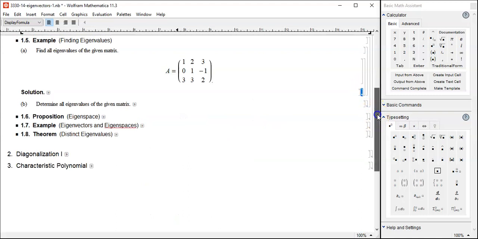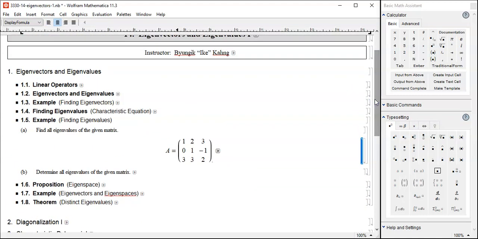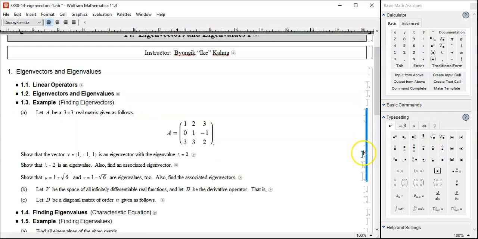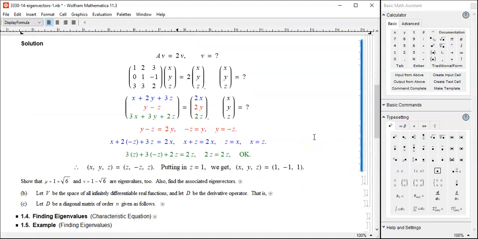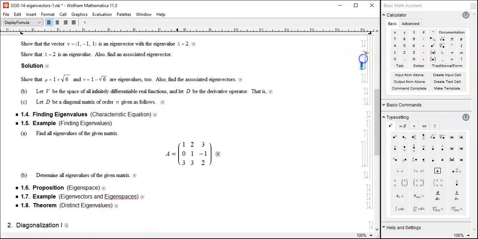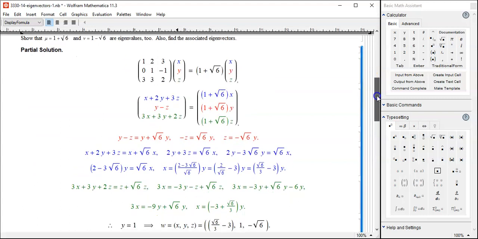How do you find the characteristic vectors out of these characteristic values? Well, we went through those already here. For lambda equals 2, here we go. Remember? For lambda equals 1 plus square root of 6, here we go.